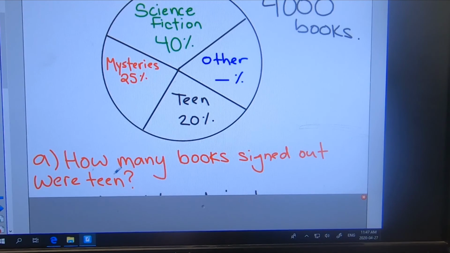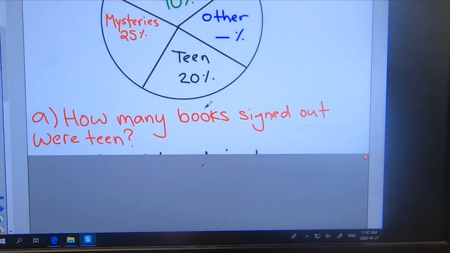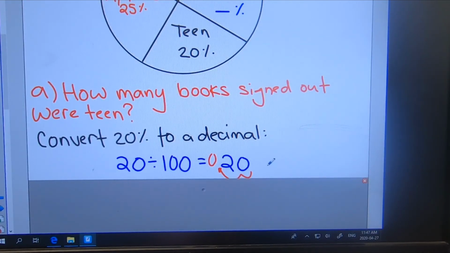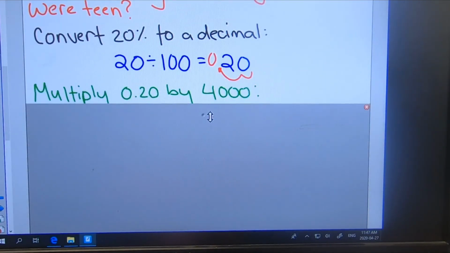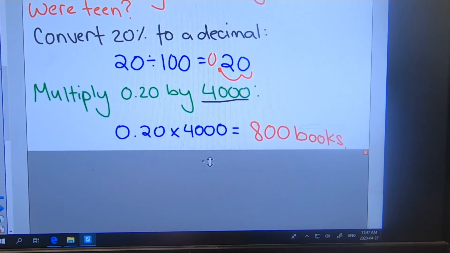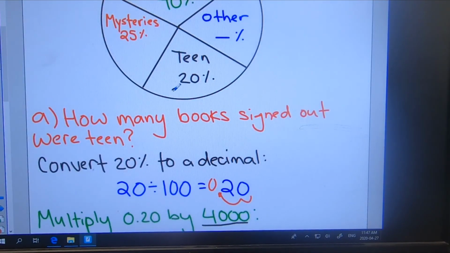How many books signed out were teen? Sorry. All right, so we do the same process as before. We look at teen. Teen is 20%. All right. So first of all, we convert 20% to a decimal, which gives us 0.20. And now we simply have to multiply 0.20 by the total number of books that were signed out, which was 4,000. And that gives us a total of 800 books. So 800 books signed out were teen books.